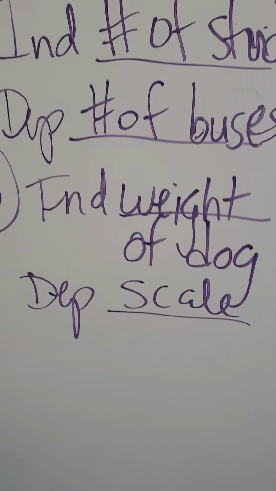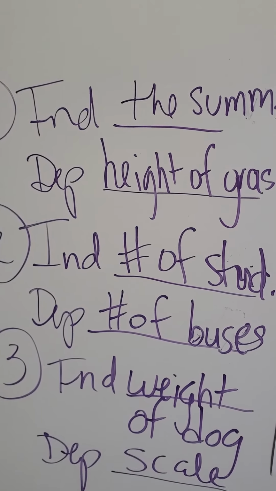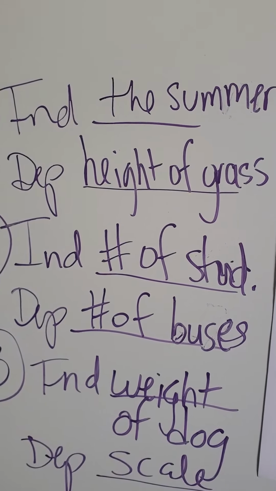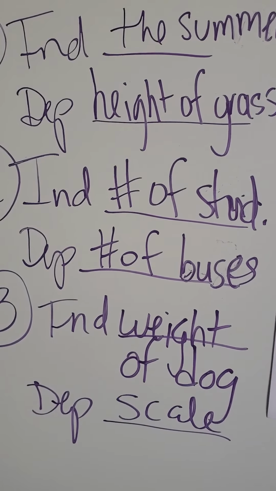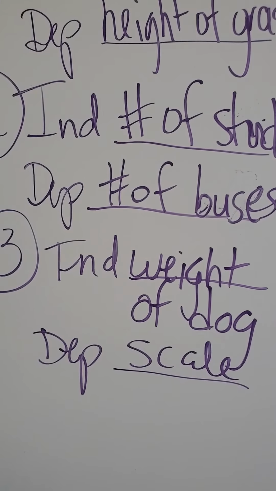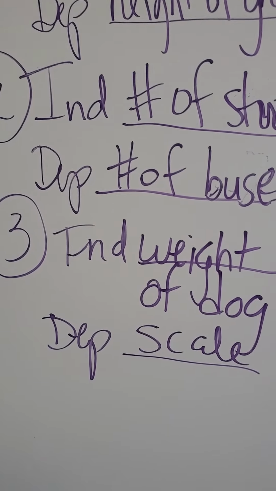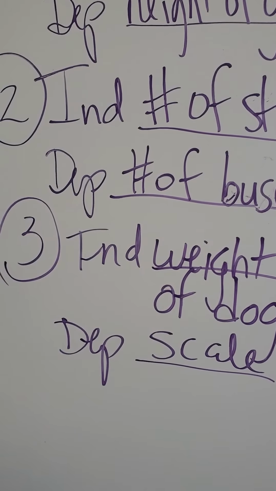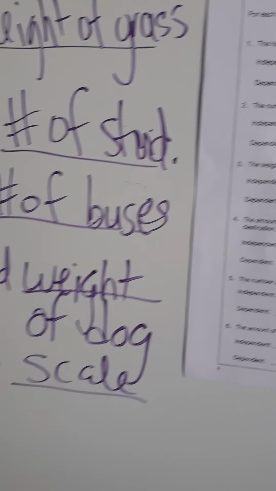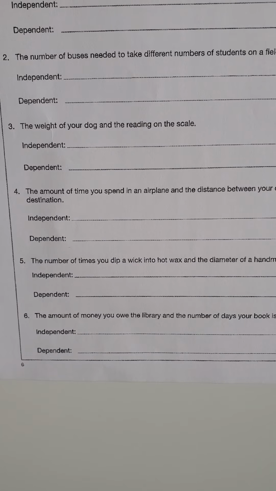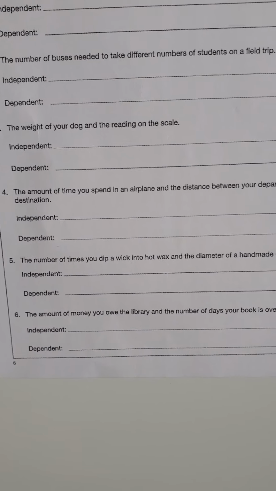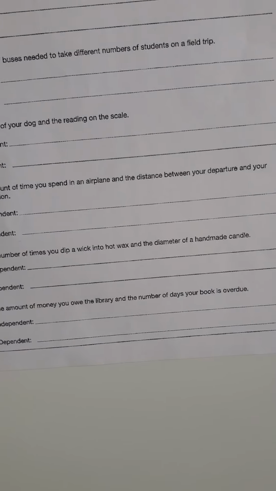Everybody make sense so far? So again, 1, independent, the summer, dependent height of grass. Number 2, independent, number of students, number of buses is dependent. And number 3, independent is the weight of dog, and dependent is the reading on the scale. So you good on those 3? Okay.